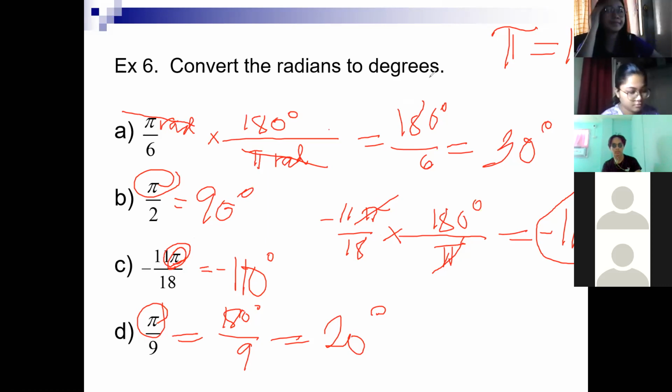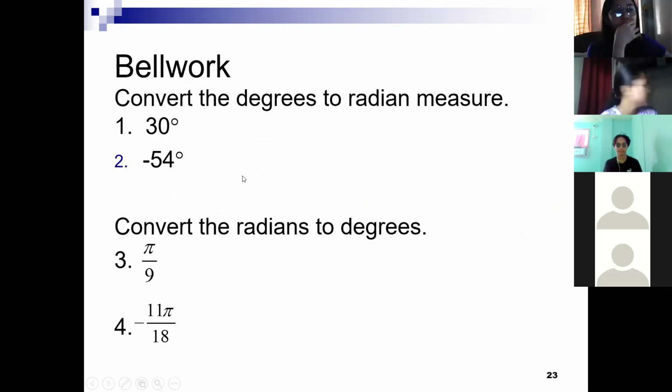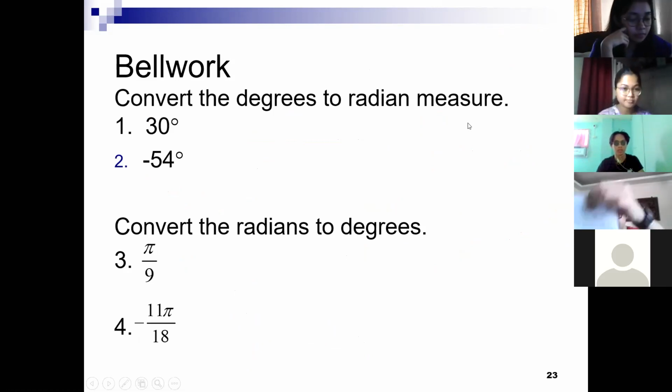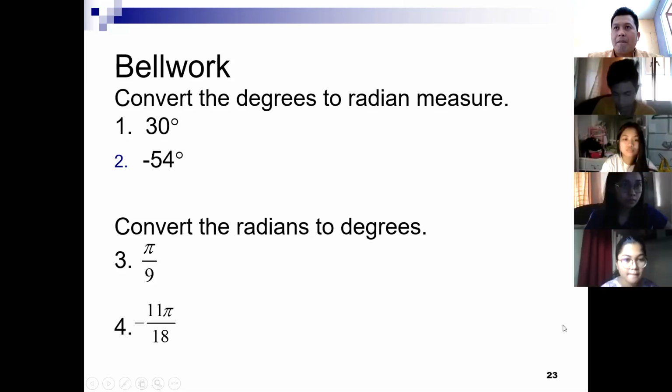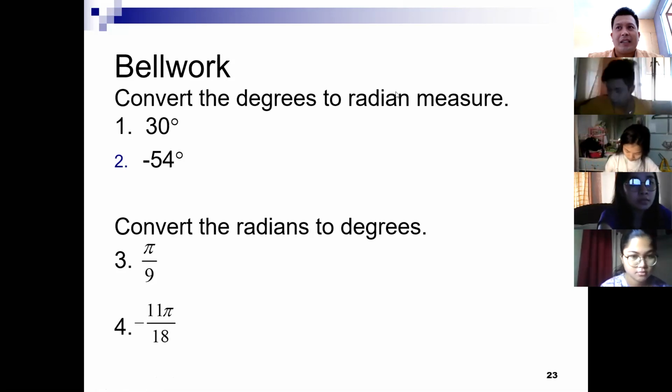Question? Clarifications? Okay, let's try number 1, 2, 3, and 4. In your seats right now, you try number 1, 2, 3, and 4, and then chat your answers if you're done. I'll be expecting answers after 4, 5 minutes. You can do everything in your calculator, right? You can just press directly on your calculators if you wish to.